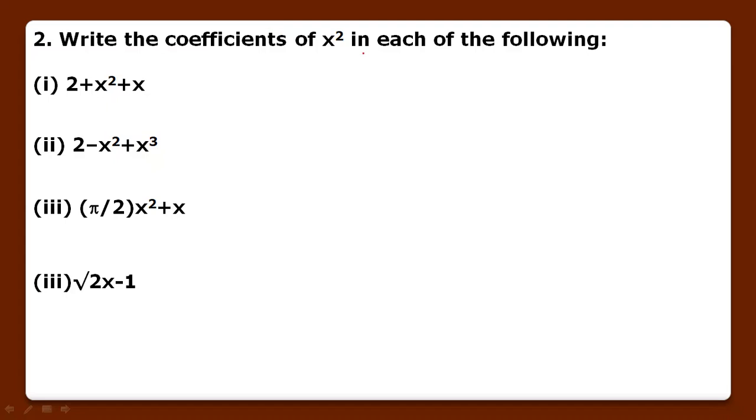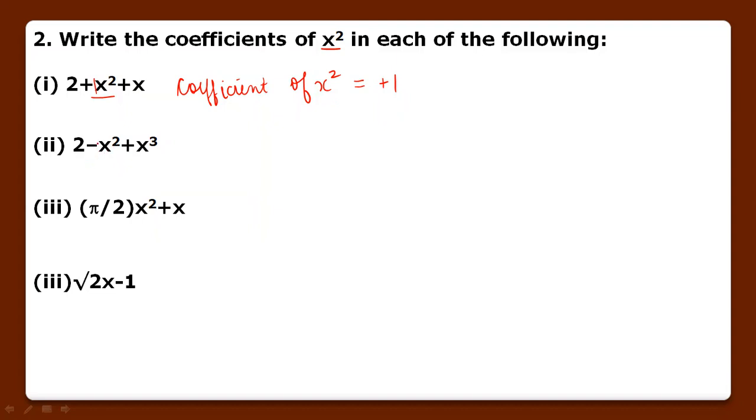Write the coefficients of x square in each of the following. We know what is a coefficient. The numerical part connected to a variable is a coefficient. So in these parts we have to tell the coefficient of x square. In this polynomial, here it is x square. What is the number connected to it? That is 1. So we can simply write here coefficient of x square is equal to plus 1.